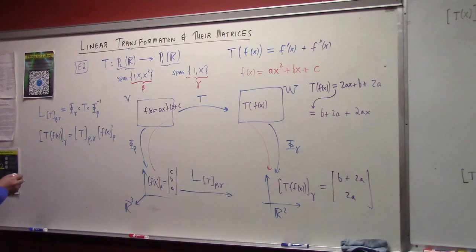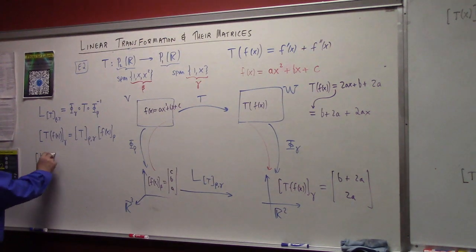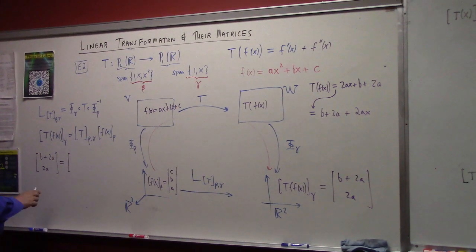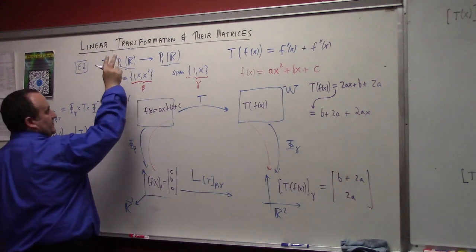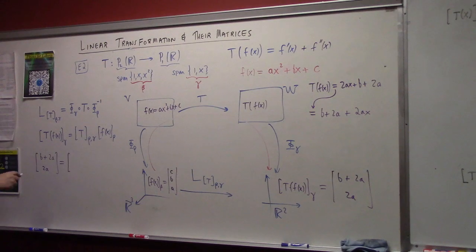All right, what we got is we want this to be, what was it? Right, like b plus 2a, right? And then 2a down here, right? That is supposed to be equal to this matrix, which we don't know yet. How big is the matrix, though? It's going from 3 dimensions to 2 dimensions. So we're looking for a 2 by 3.